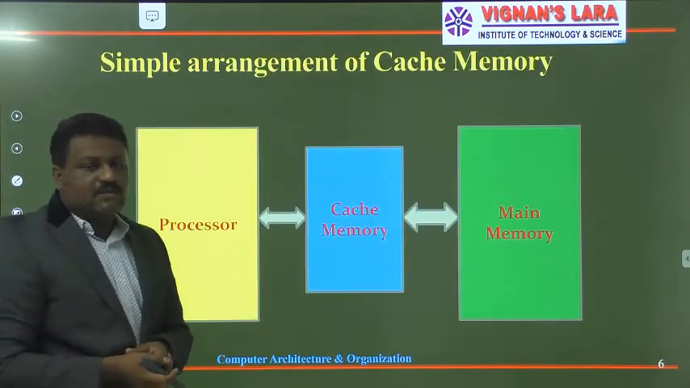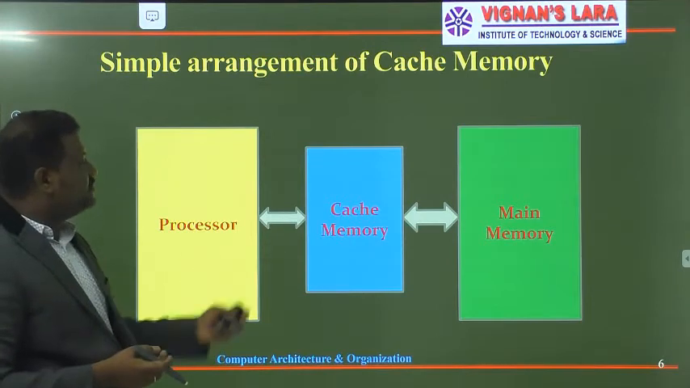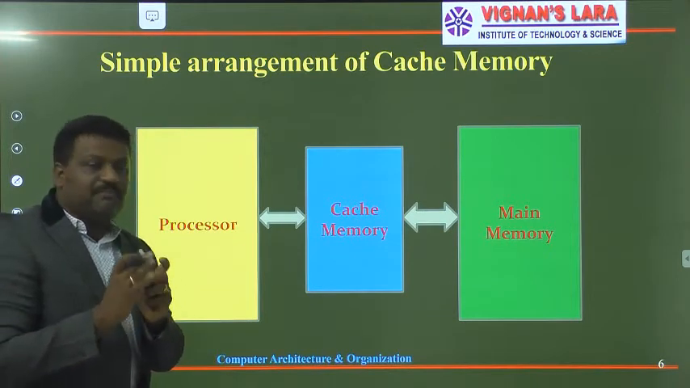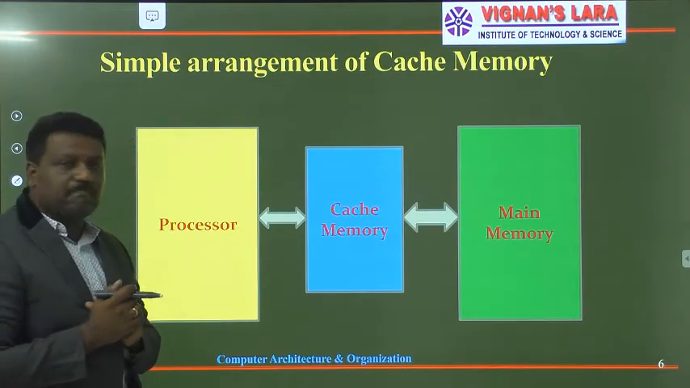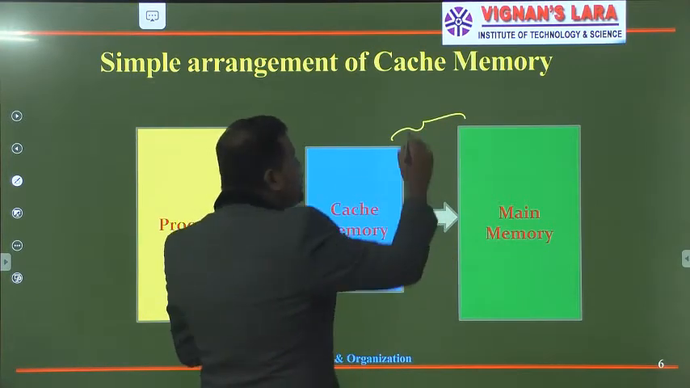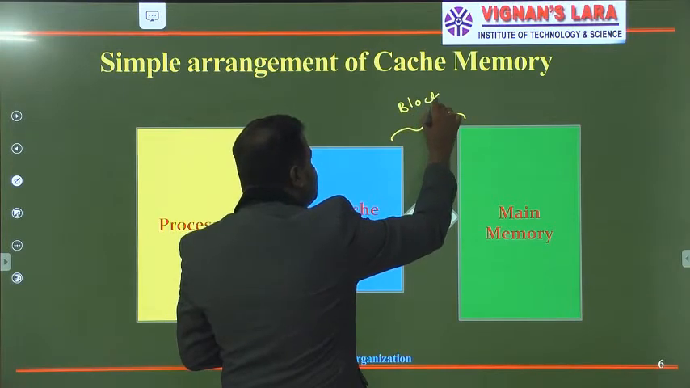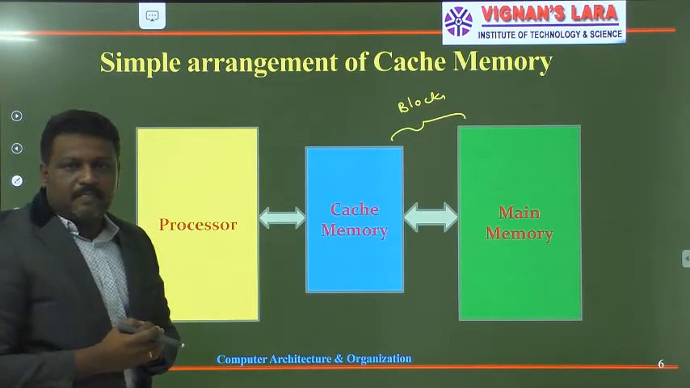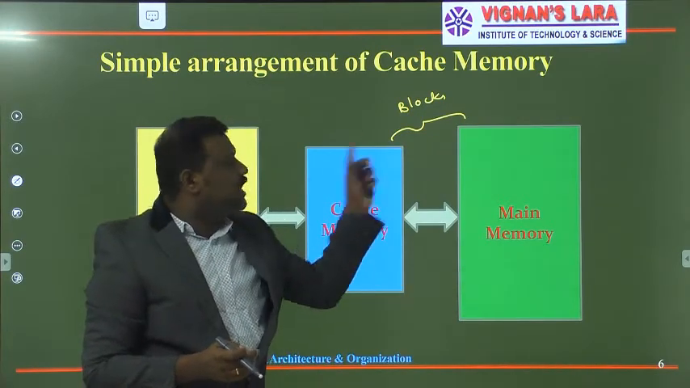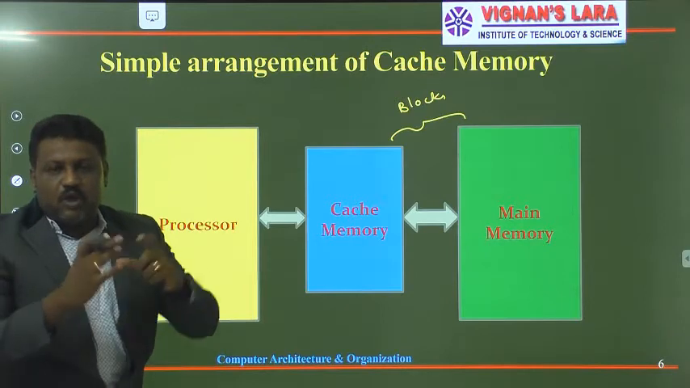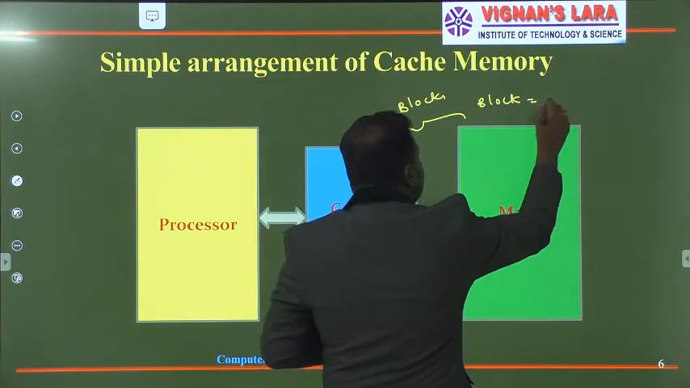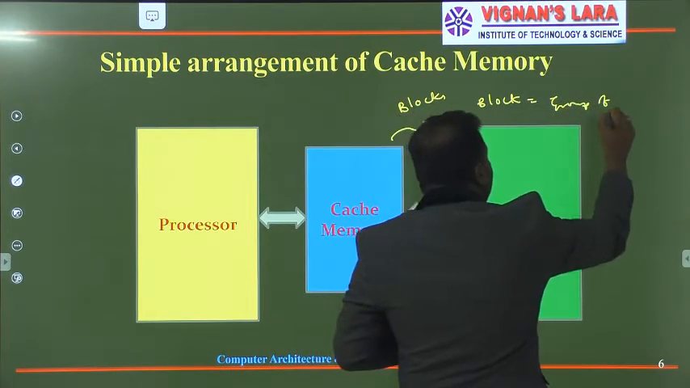Fine. See here friends, generally the cache memory is placed between a processor and a main memory. Here I would like to give an important piece of information for you to remember. The transaction between a cache memory and main memory is always done in terms of blocks. You remember this. The data transfer between a cache memory and a main memory is always done in terms of blocks. Block means a group of words.